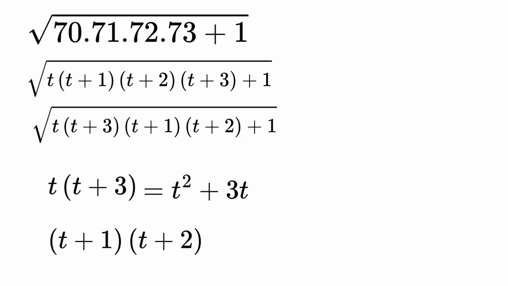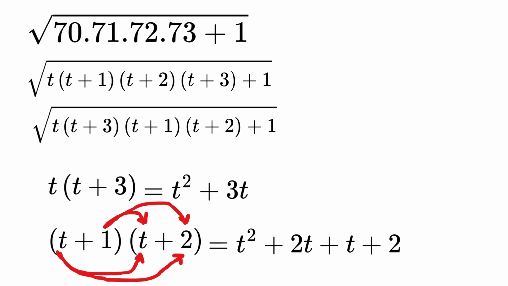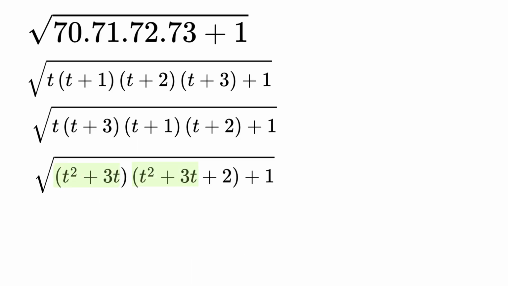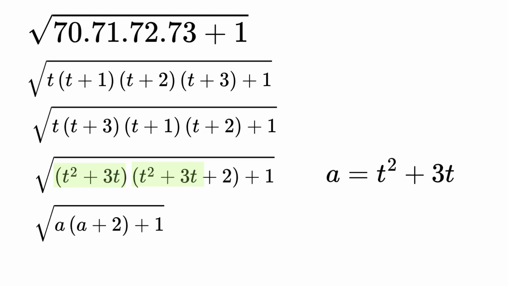Second group is t plus 1 times t plus 2. Multiply this, t times t is t squared, t times 2 is 2t, 1 times t is t, and 1 times 2 is 2. Add them to get t squared plus 3t plus 2. Let us now make another substitution. Let a equal t squared plus 3t, then the expression becomes square root of a times a plus 2, and then plus 1.